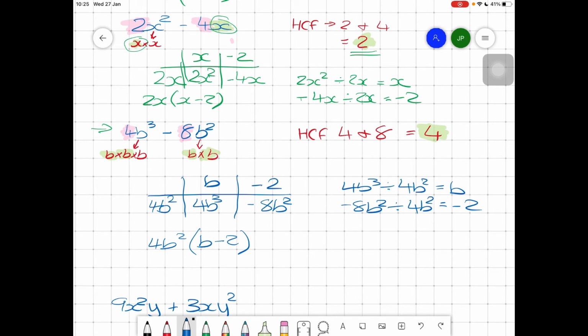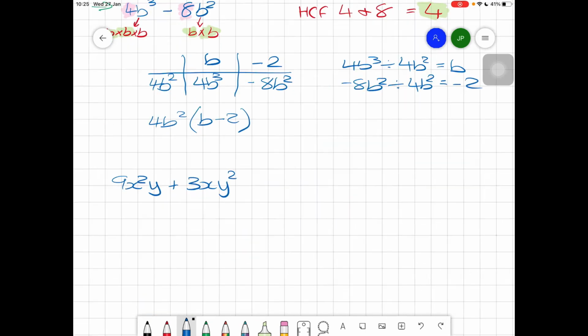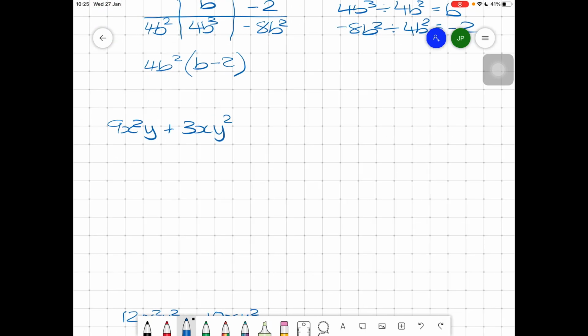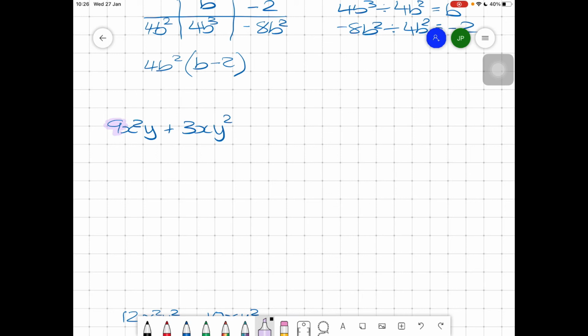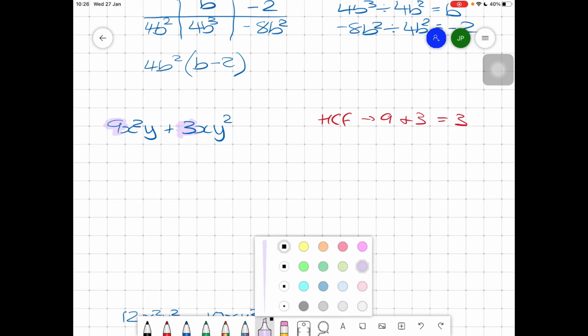Okay. Last two I want to show you are a little bit harder, okay? Getting towards the top end of this work now. So 9x squared y plus 3xy squared. Now we can see this is more complicated straight away. Okay, more variables, more difficult. Same process though. So first thing I need to do, got numbers in front of both, so I'm going to take my numbers. So I need the highest common factor of 9 and 3, and that's going to be 3. So I know I'm going to need that.